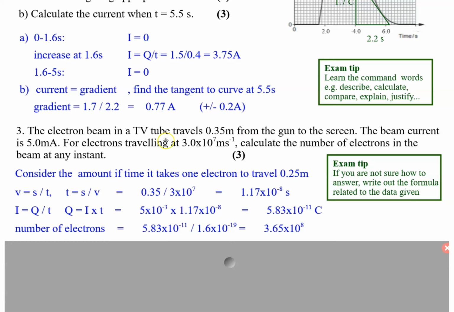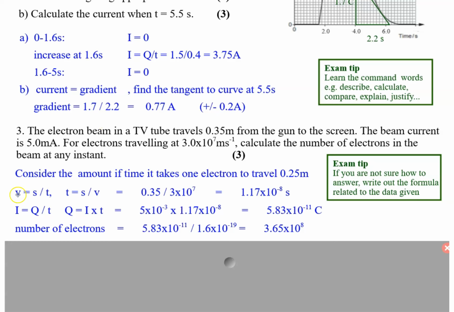So it's talking about electrons, it's talking about current, so we could write down I equals Q over T. It's talking about a distance and a speed, or maybe it's something to do with velocity. So if we've identified the two formulae, then we can start to manipulate those formulae and substitute values.